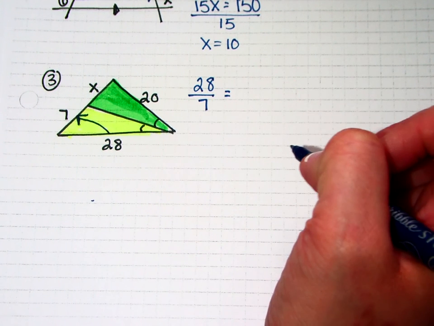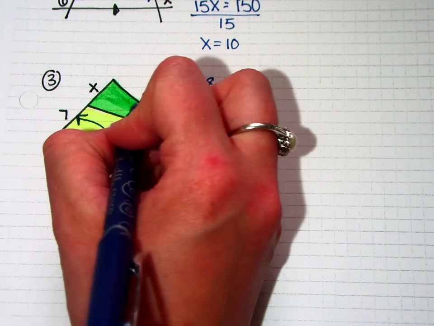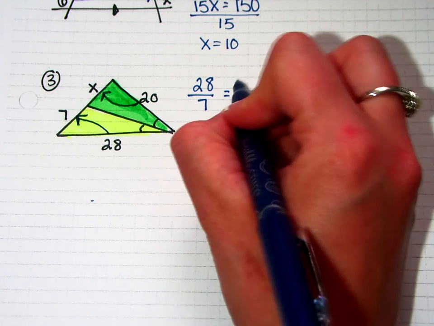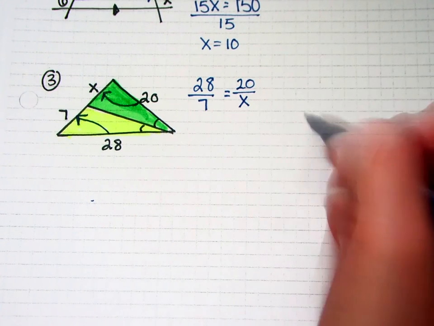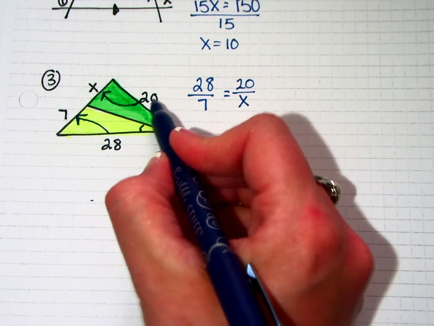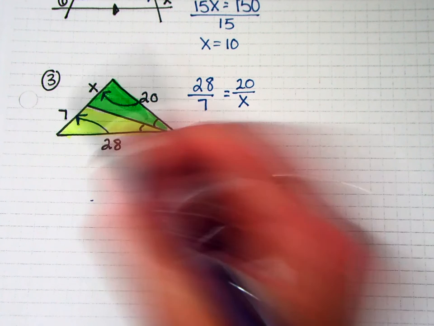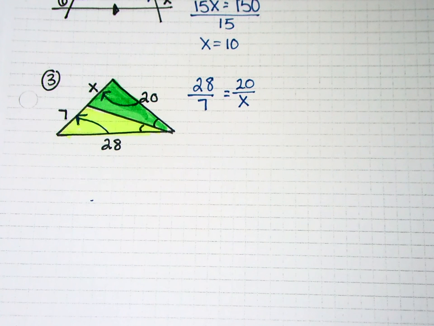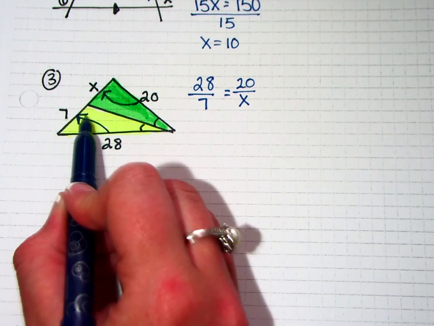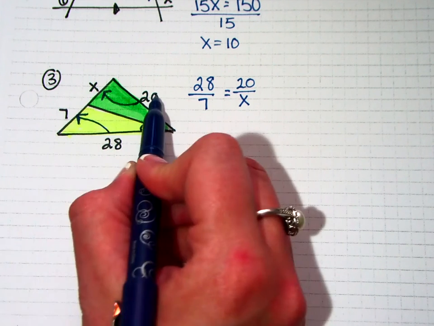And I'm going to follow that pattern on the other side. 20 over x. Now, you don't have to do it that way. I can, again, do 20 over 28, x over 7, but I find it's easier to kind of remember if you stay within one triangle. So I do full side over small side. So 28 over 7, 20 over x.